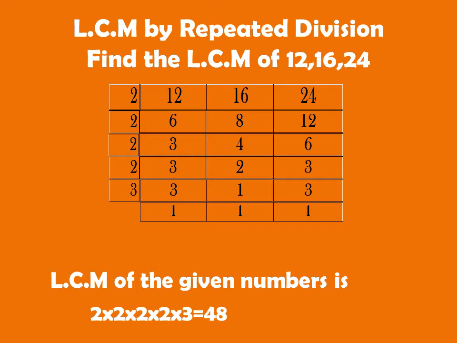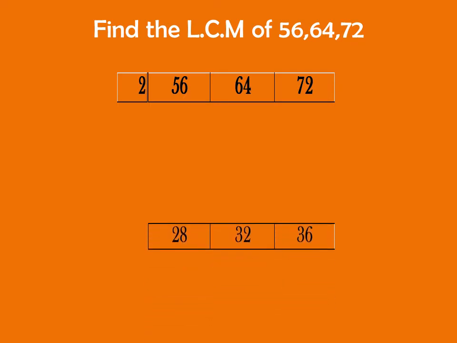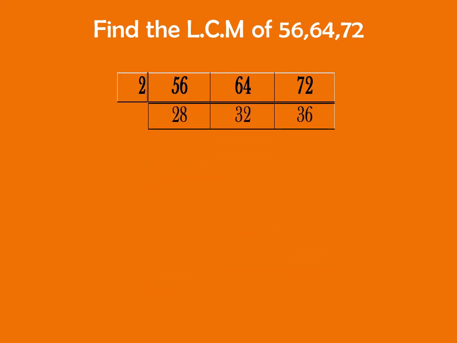We'll see another example. Let's take the example of 56, 64 and 72. Again, these are all even numbers. We keep on dividing them by the even prime, which is 2. We continue dividing until all the even numbers are done. So we keep on doing this. If you look at the example, you can see the way it has been done.